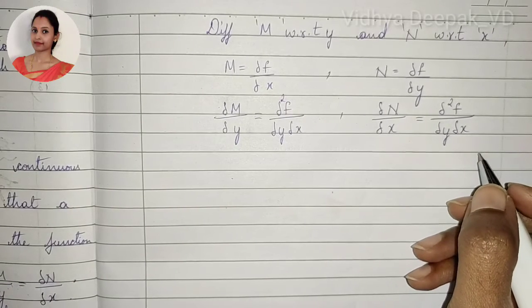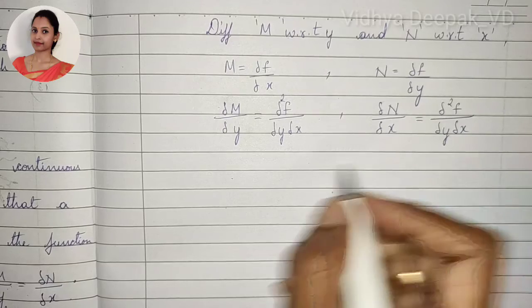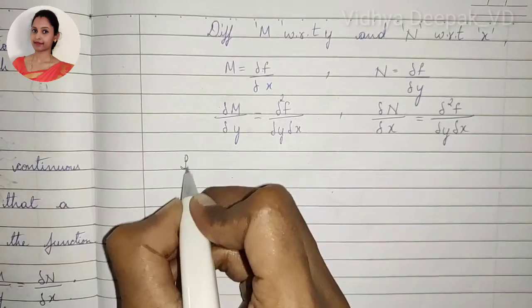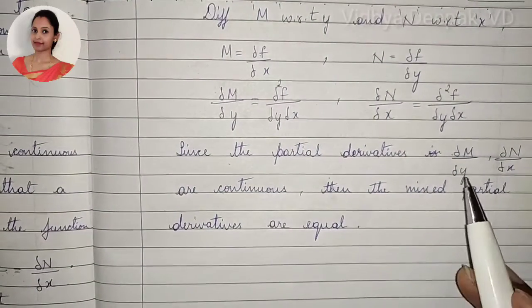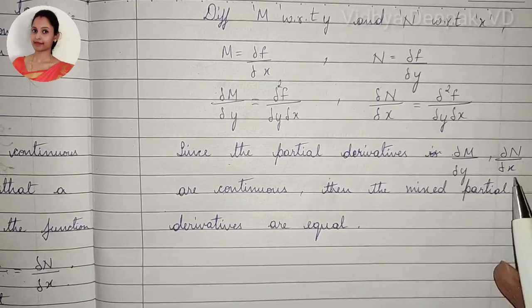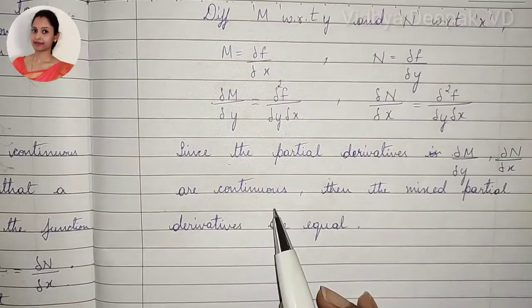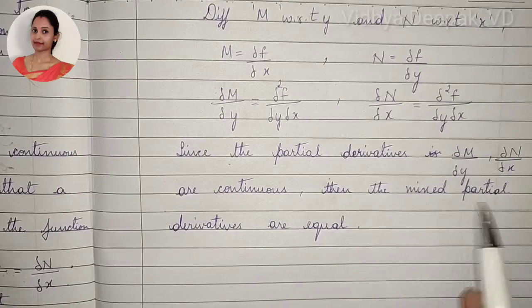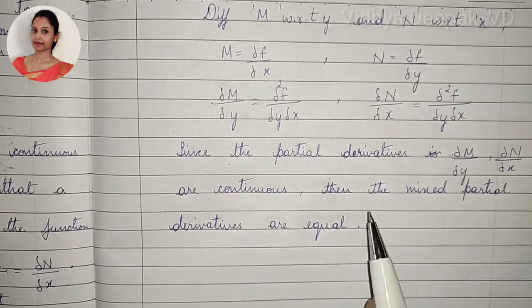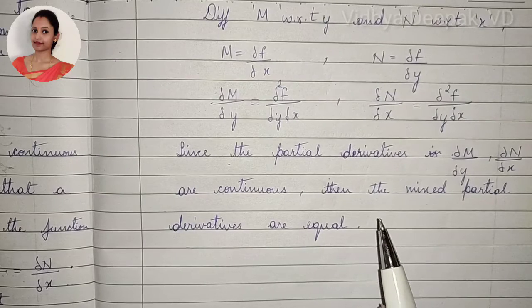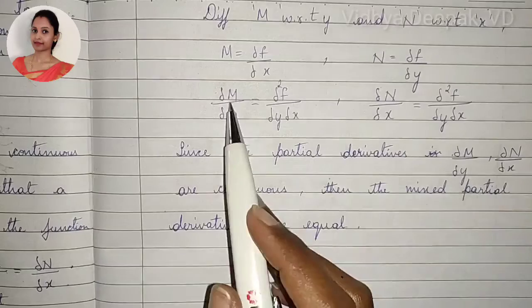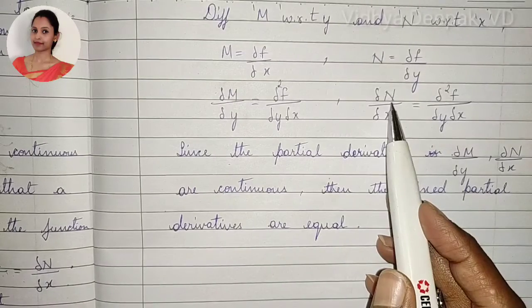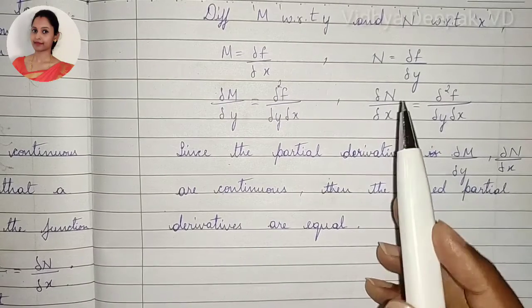Now what we are going to do is, since the partial derivatives dou M by dou y and dou N by dou x are continuous, the mixed partial derivatives are equal. This is also a proved fact, so we are using that. Since these two partial derivatives are continuous, this we know from the question, right? From the question, what do we know?